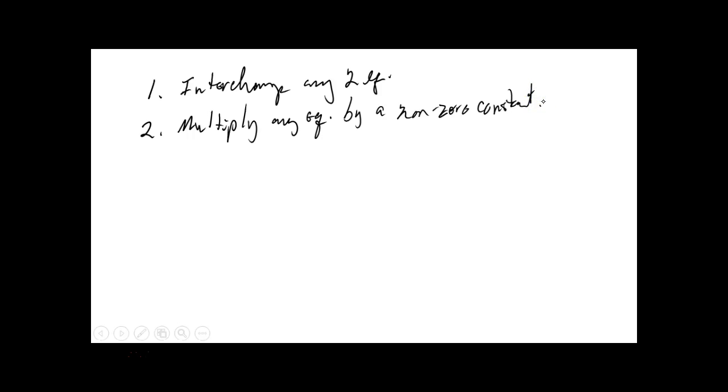Okay. Multiply any equation by a non-zero constant. We don't go along multiplying by zero, okay? That wipes out all the meaning, and you lose whatever value that equation has. So as long as it's not zero. Now, what does that mean?